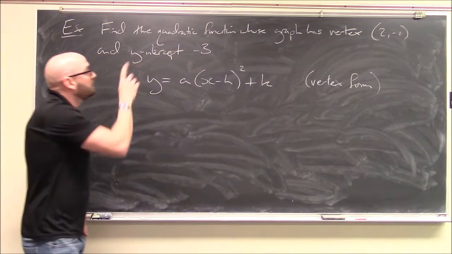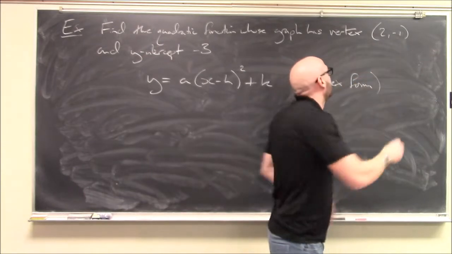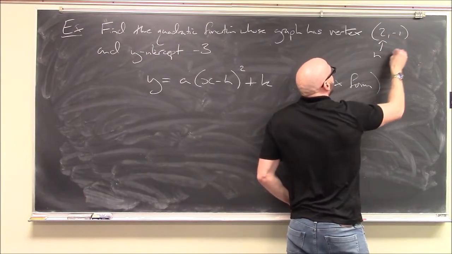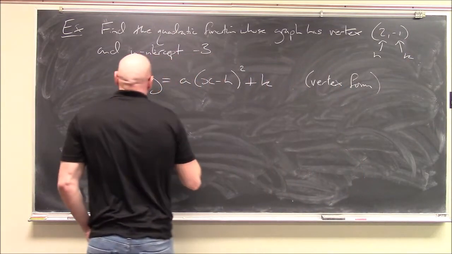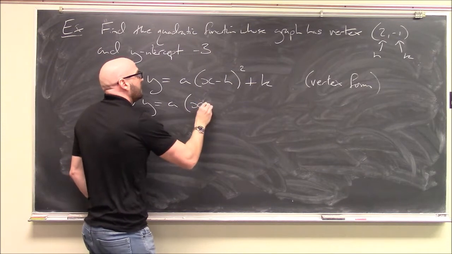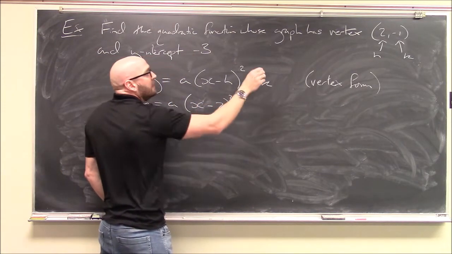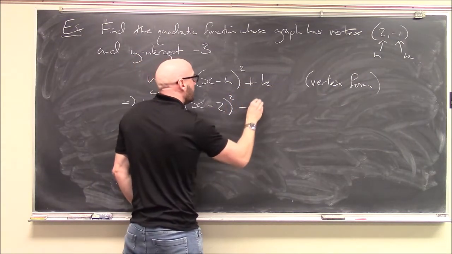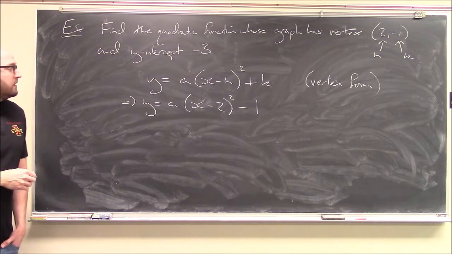And I know that for this particular function, I want it to have vertex (2, -1). So I know that h is 2 and k is negative 1. So we'll plug that in. Now it looks like (x minus h), so (x minus 2) squared, plus k, which is -1. So we plugged in for the vertex.